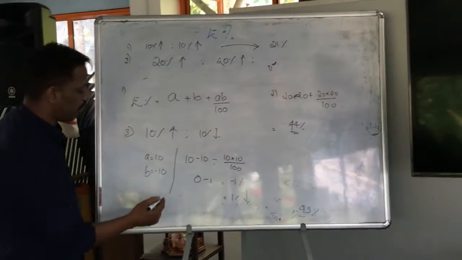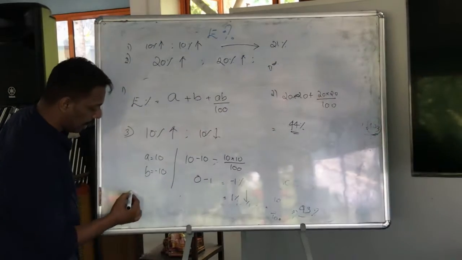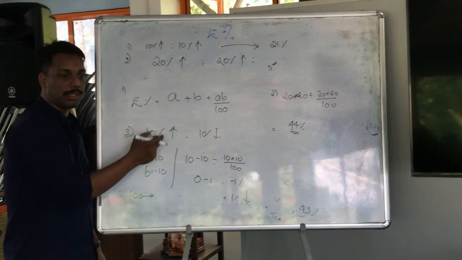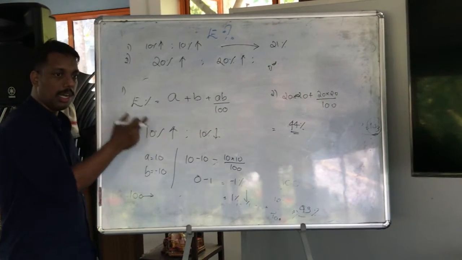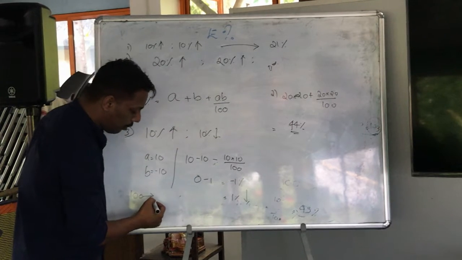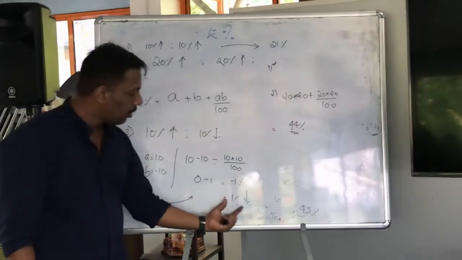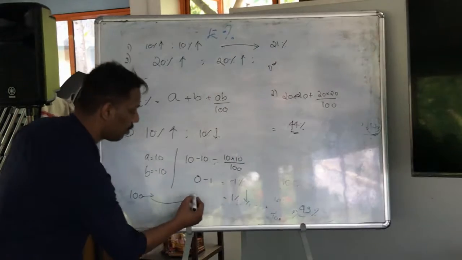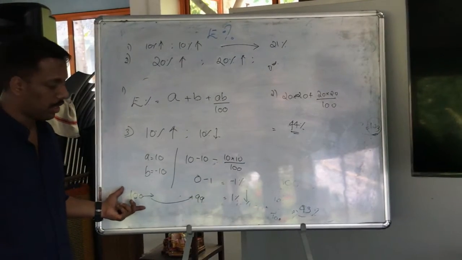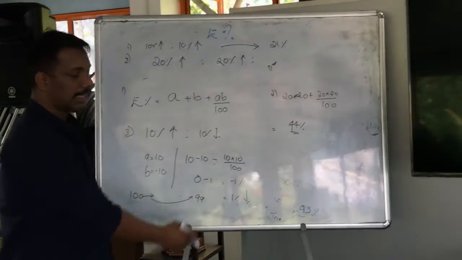What does it actually mean? If the price of the goods in the initial case is 100, first of all he increased the price of his goods by 10%. After that he reduced it by 10%. Then what will be the final value? 1% reduction means 99. If the initial value is 100, the final value will be 99. Actually it is a loss, right?